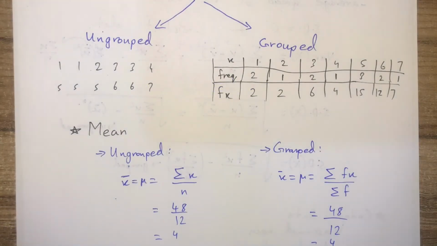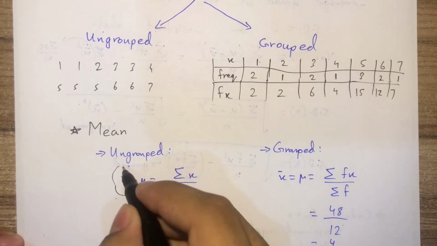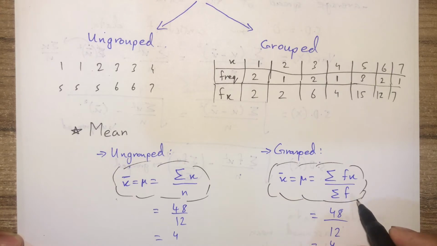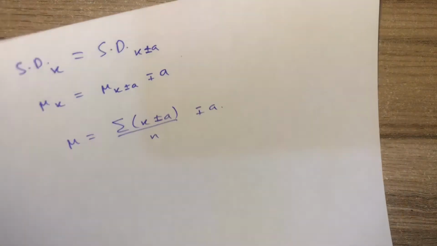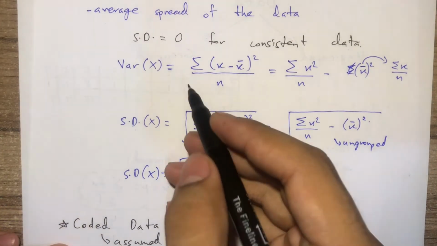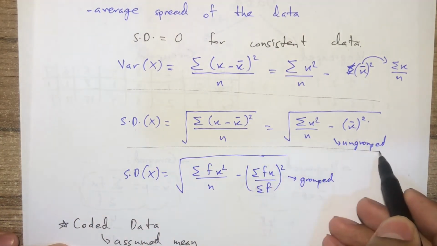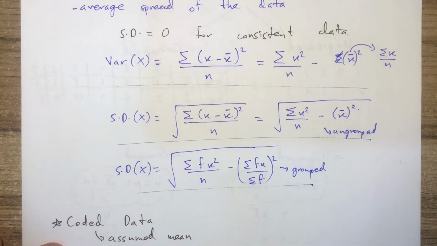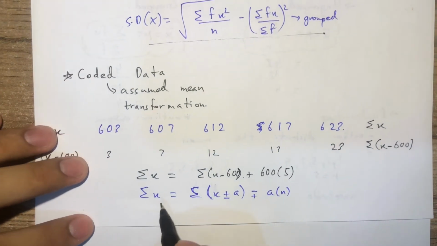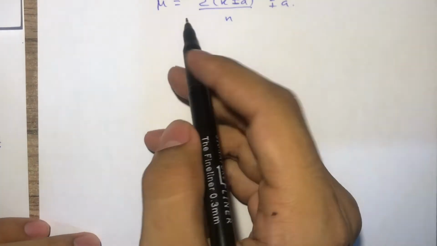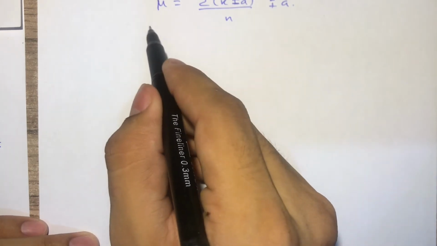So I'm going once again through all the formulas that we'll be using. This is the first formula. Then this is for grouped data. These are the formulas for mean. Then there is variance and standard deviation, right? Standard deviation for ungrouped, standard deviation for grouped. And lastly, there is the formula for sigma x for coded data. And then there's the formula for mean for the coded data, right?